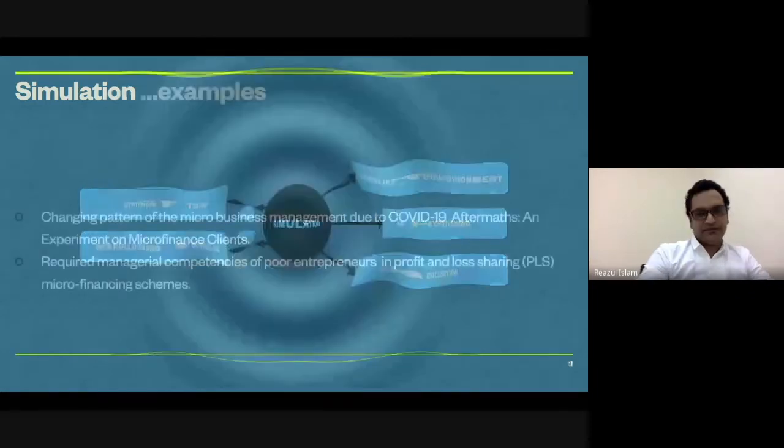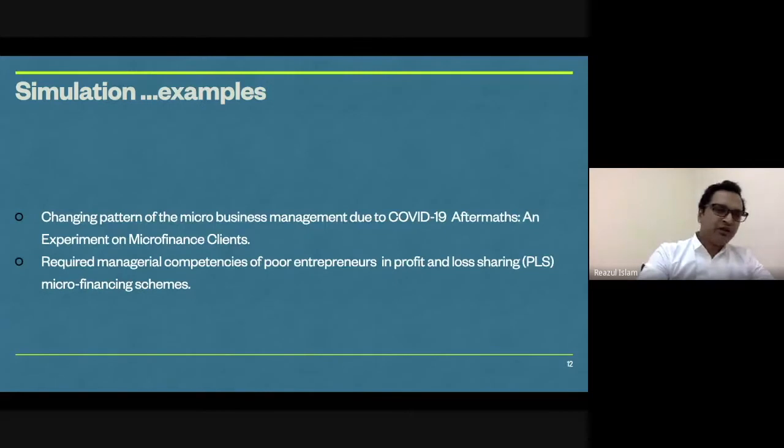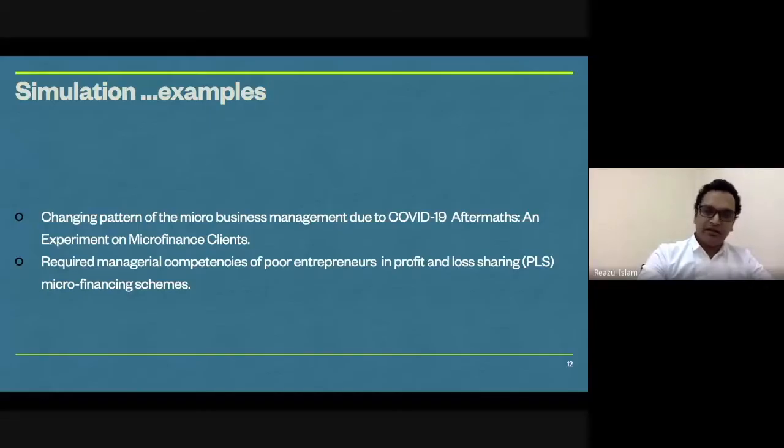So in such a case, if we want to use it in poverty research, how can I do it? So I thought this way. The COVID-19 aftermath changed the whole world, the business world. So now companies are going online, and organizations are using different types of management. So I made this title: the changing pattern of microbusiness management due to the COVID-19 aftermath, and an experiment on microfinance clients.